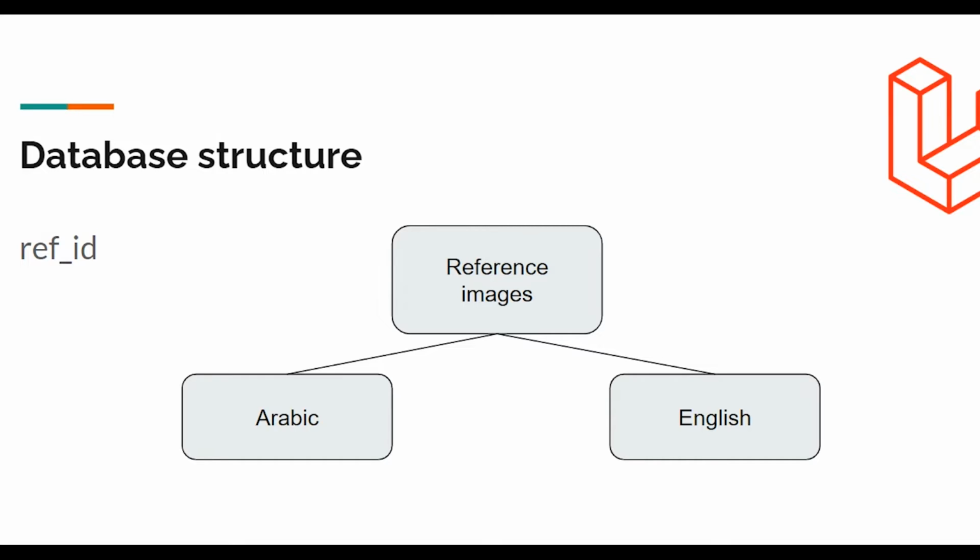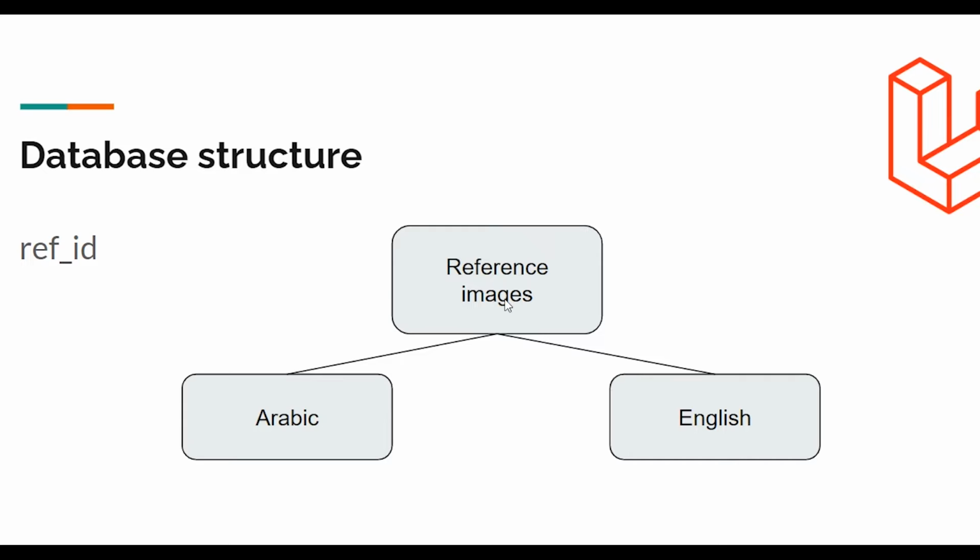The first one is a reference table for the ref ID and shared data between the different language versions of the post, such as images and price. The second table will contain the post data for each language, and it will have the language ID column and the reference ID as well.